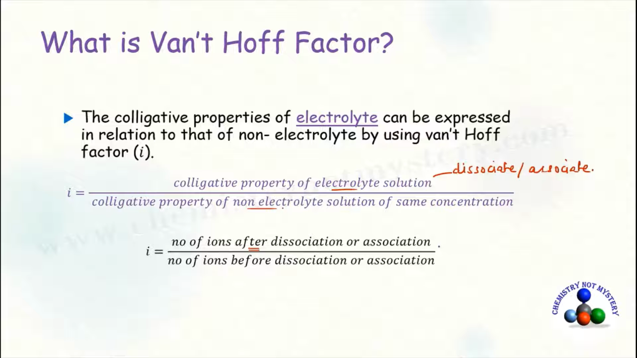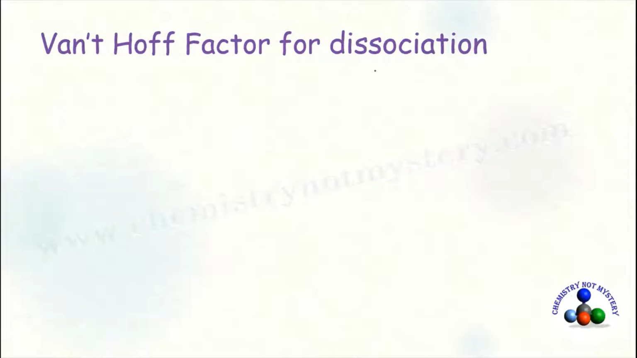So that's why it is equal to the colligative property of the electrolytic solution. And in the denominator we have used the number of ions before dissociation or association. That means it represents the non-electrolytic solution. As we just discussed, an electrolytic solution either dissociates or associates. That means the Van't Hoff factor will be different for dissociation and for association. First of all, we are going to discuss Van't Hoff factor for dissociation.